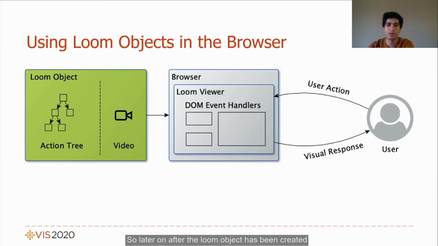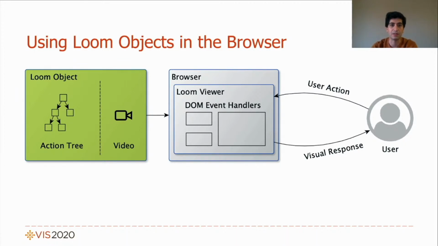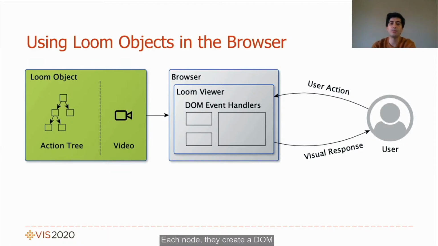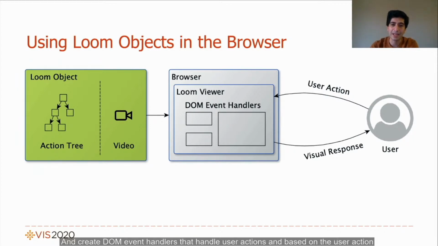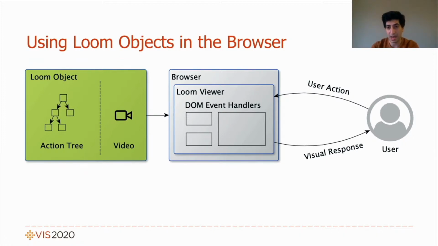So later on, after the Loom object has been created, we can reconstruct this interactive experience in the browser for the end user that is using the Loom object. What happens there is that Loom's viewer, which is a series of JavaScript libraries, looks at the action tree, and for each node creates a DOM element in the browser and creates DOM event handlers that handle user actions. And based on the action of the user, we show the correct visual responses, the correct frames from the video, as responses to the user.